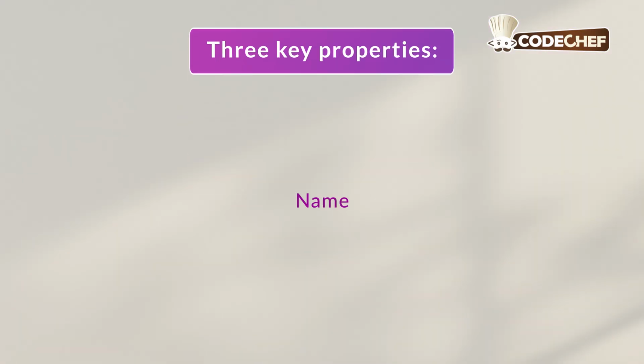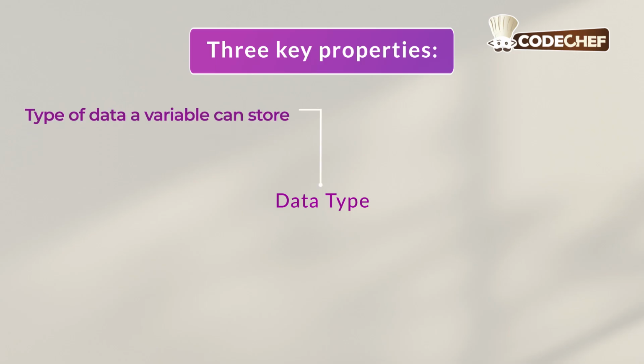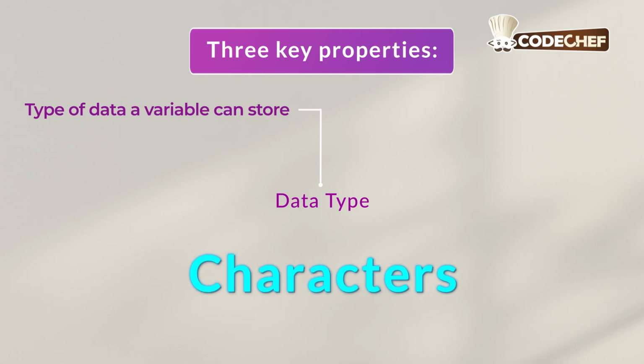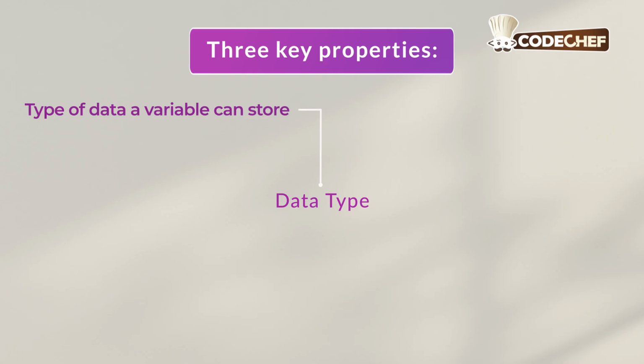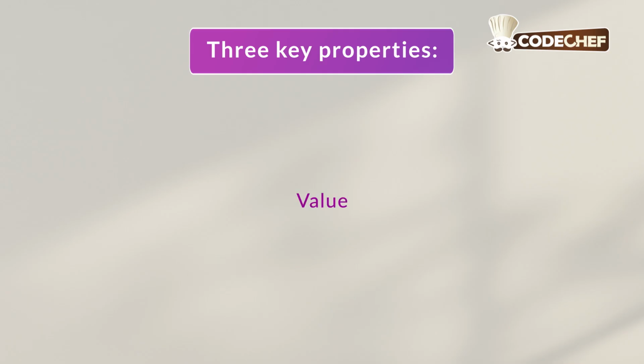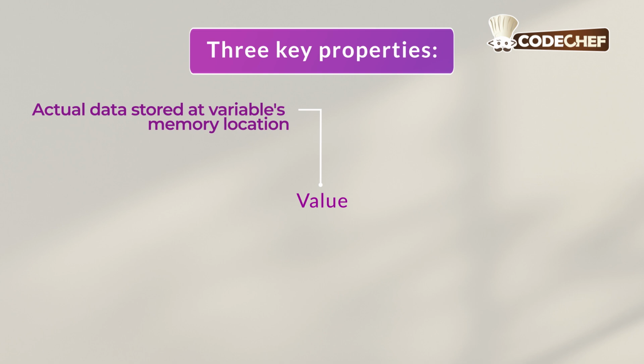First is name. So name is a unique identifier that you use to access the variable. Second one is data type. Data type is used to define the kind of data that the variable can store. For example, integer, character, decimal, anything. Then third is value. The actual data stored in that variable's memory location is its value.